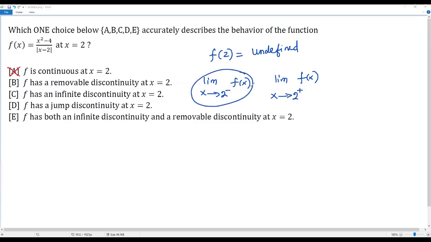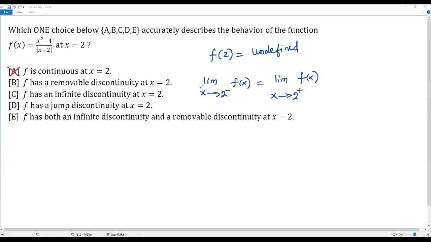So the left side limit as x tends to 2 and the right side limit as x tends to 2 for the given function f of x must be equal. So when f of 2 is undefined and also the left side limit of 2 and right side limit of 2 for the function f of x are equal, then we can say f has a removable discontinuity at x equals 2.